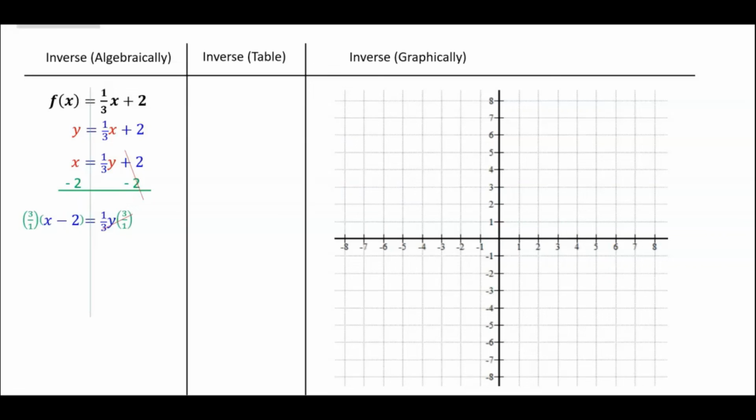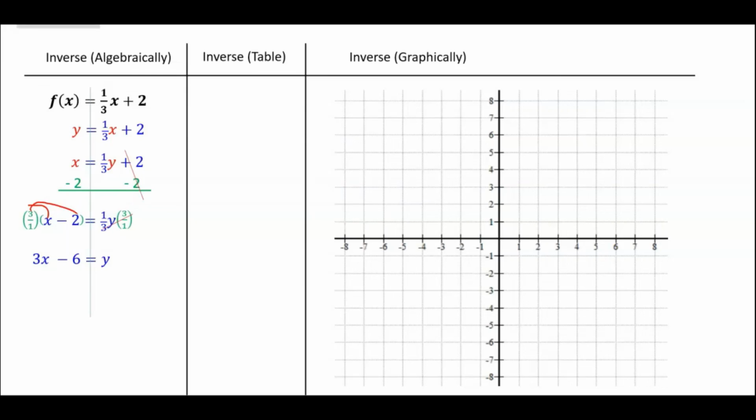Now, over on this side, you got to do that thing we've been doing where you distribute 3 times x, 3 times -2. 3 times x is 3x. 3 times -2 is -6. Sorry about that green. It's kind of hard to see. But now y is by itself.